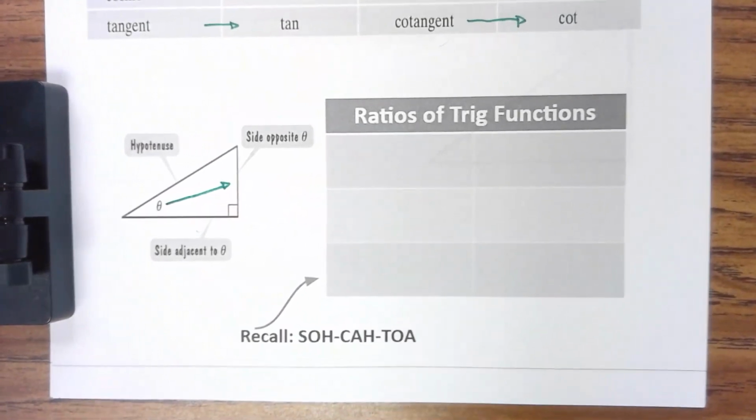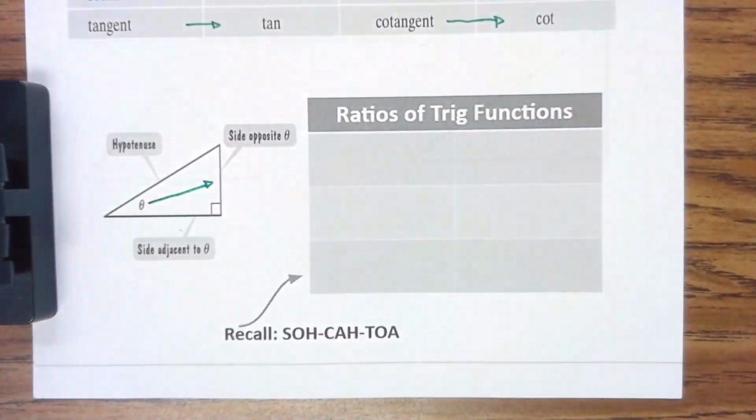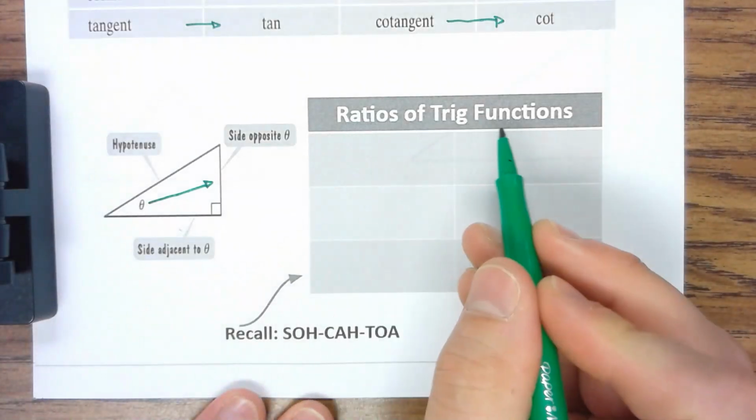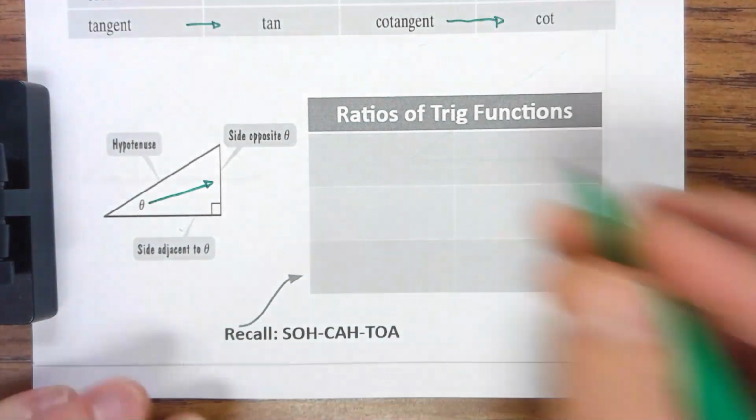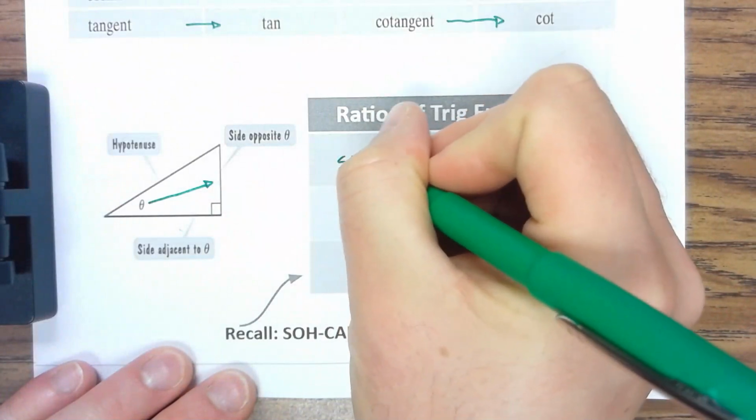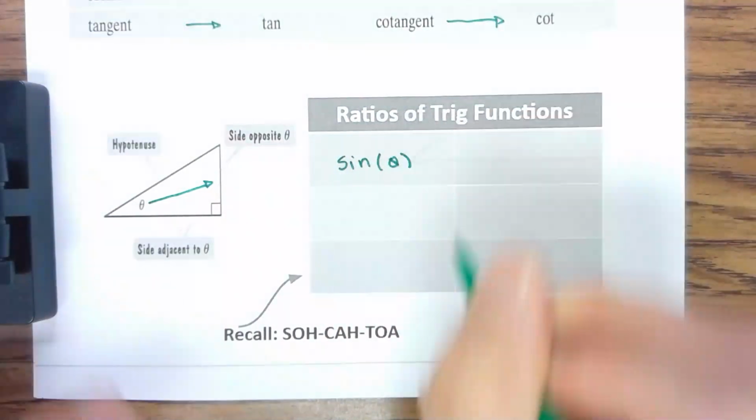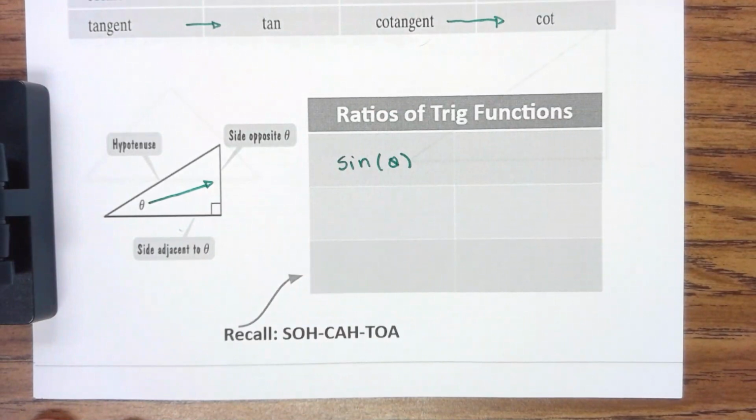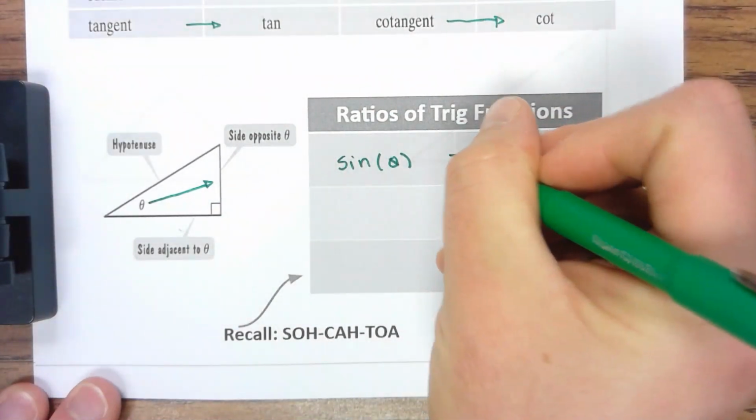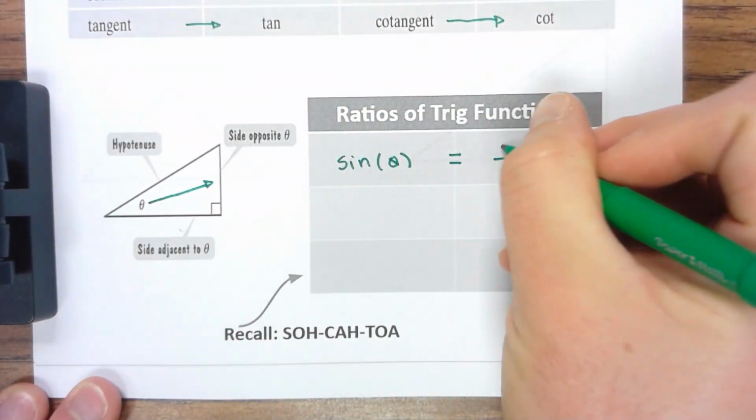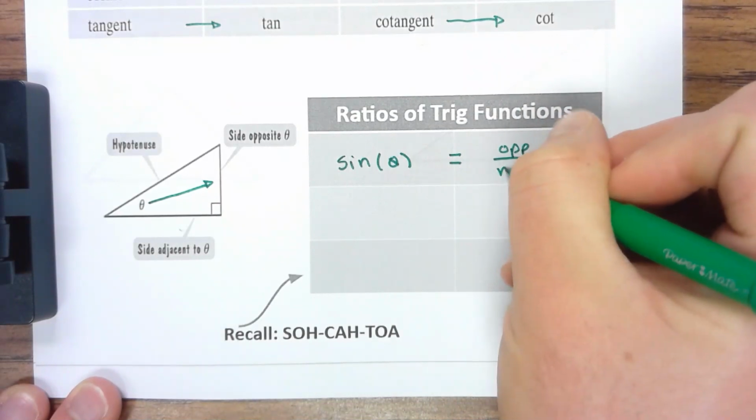Right? So again, this was part of our warm-up, the SOHCAHTOA. So let's just remember what SOHCAHTOA is, and I want us to think about them as ratios of trig functions. So if I take sine of an angle theta, that variable is theta, then sine of theta is equal to the ratio of the opposite side length divided by the hypotenuse side length.